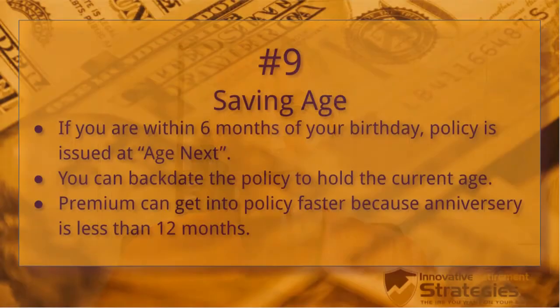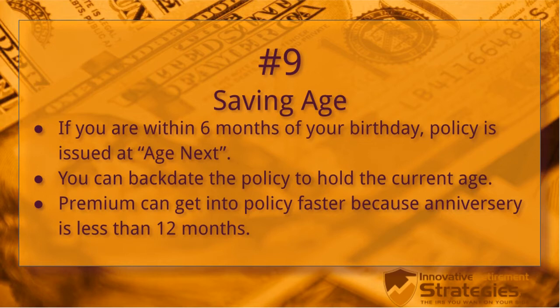But the ninth thing to look for is saving age. So if you are within 6 months of your next birthday, typically the policy will use your next age as the starting age for the policy. But one thing you can do if you're trying to stuff your policy full of cash is save the age.